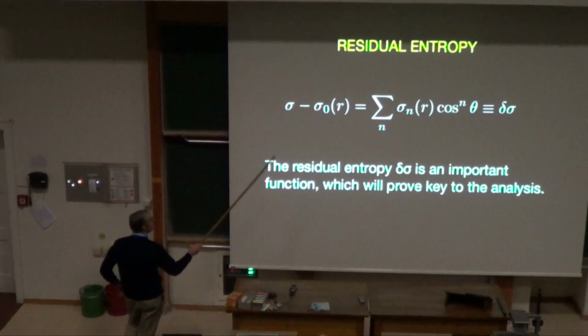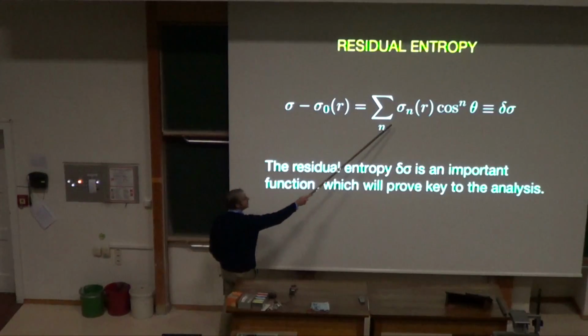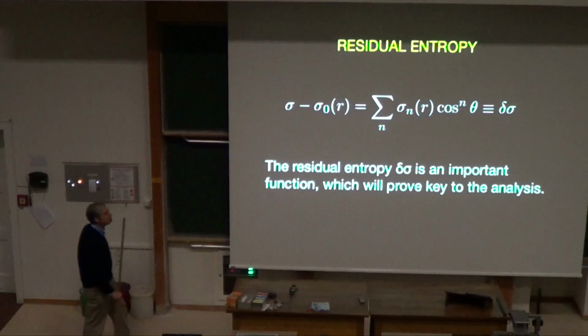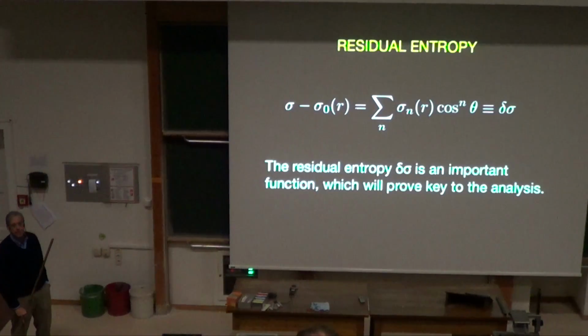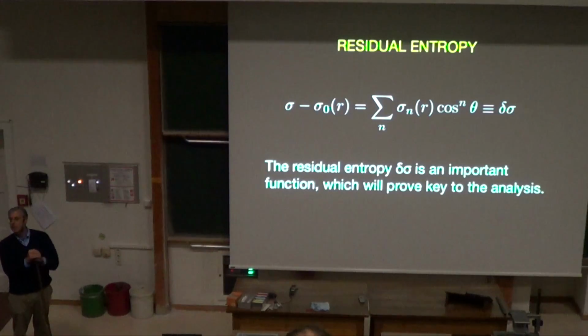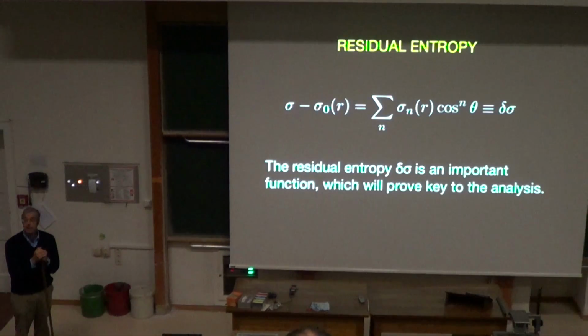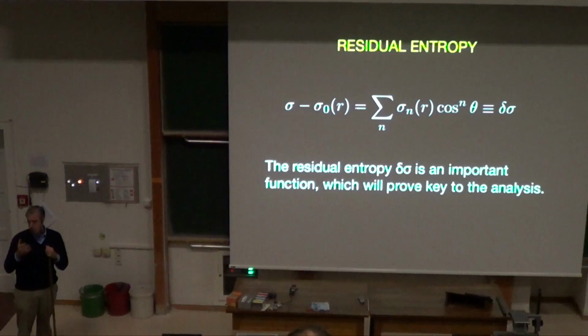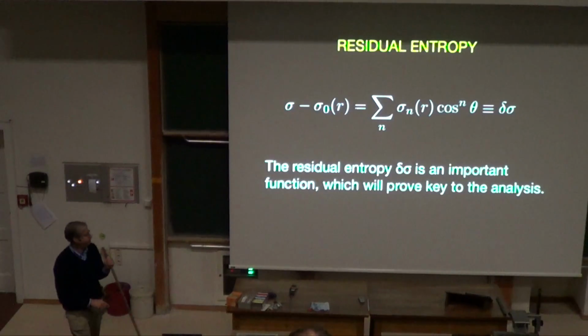If I subtract off sigma 0, and just look at this part, I'm going to give this a name, it's delta sigma. That's the residual entropy, delta sigma, and this is a very important function. The stuff you don't care about turns out to be what you should care about here. It'll prove key to the analysis. So I've taken the dominant radial dependence of the entropy, which is responsible for driving the convection, subtract that off, and I have something which is mostly dependent upon theta.